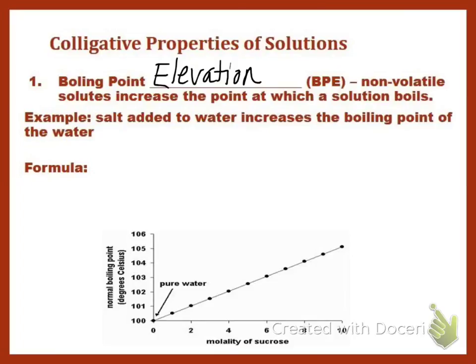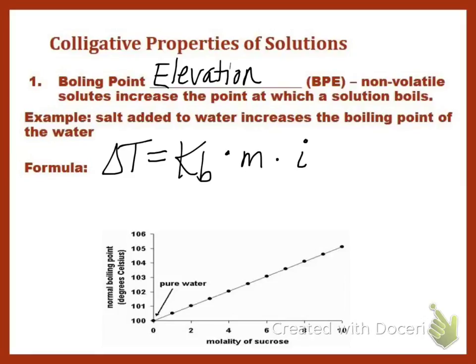So the formula that we're going to use for this is delta T. What does delta mean? Change in temperature is equal to KB times little m times little i. I will explain what those things are in a moment. Okay? I'm going to get through the two types first. So that's boiling point elevation.